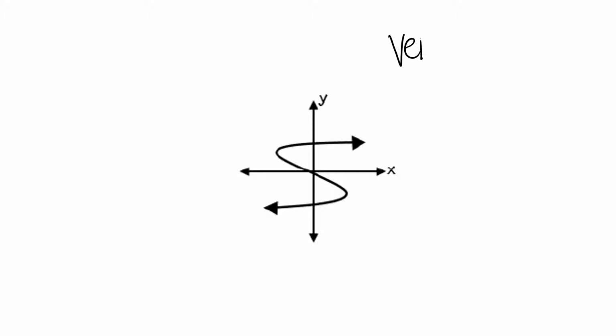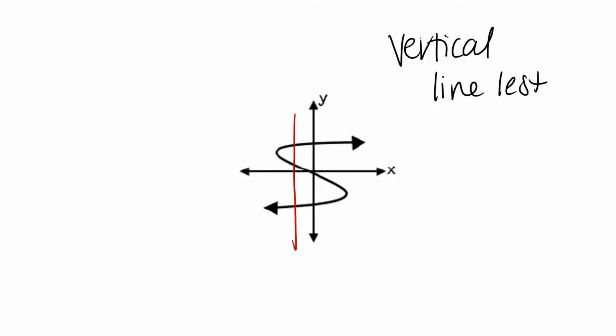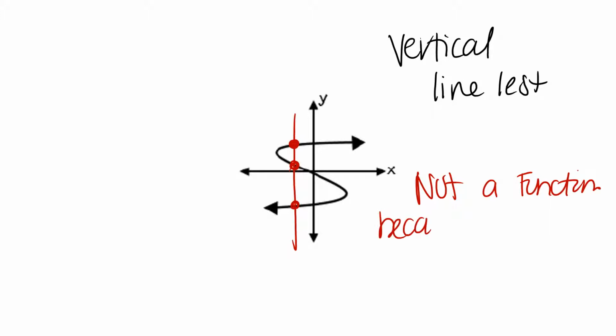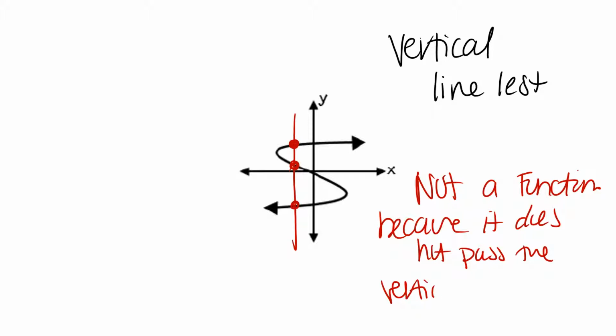Again, another graph. Anytime you have a graph, you use the vertical line test. So again, we draw our line going anywhere as long as it's going straight up and down. And it touches the image 1, 2, 3 times. So this is not going to be a function. It is not a function because it does not pass the vertical line test. It touches the graph 3 times.